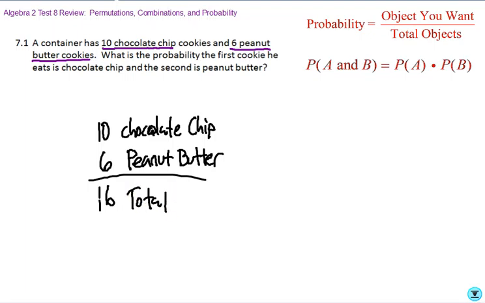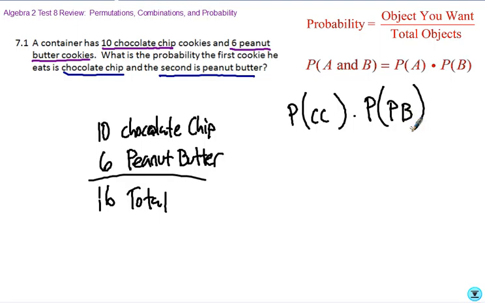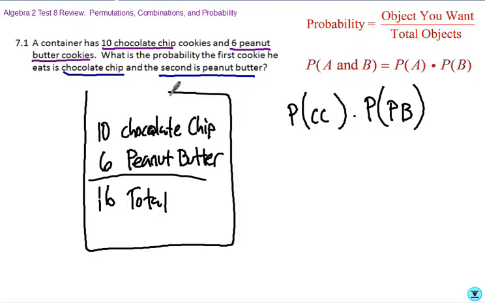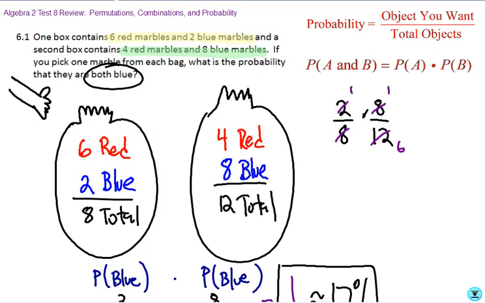And then what it's saying is what is the probability that the first cookie is a chocolate chip and the second is a peanut butter? So in terms of our probability, we're saying what's the probability that the first is going to be chocolate chip, and then the probability that the second would be peanut butter. Well, notice in this case, it didn't say that the chocolate chips were in one jar and then the peanut butter was in another jar. What we're saying is that all of them are in the same container, which is different than the last problem.